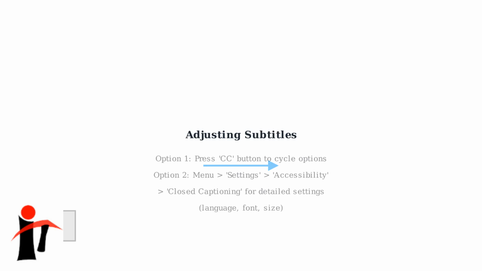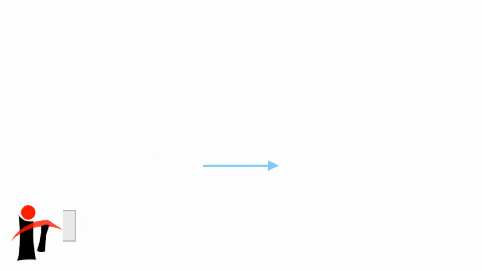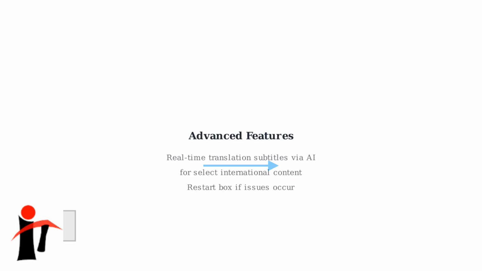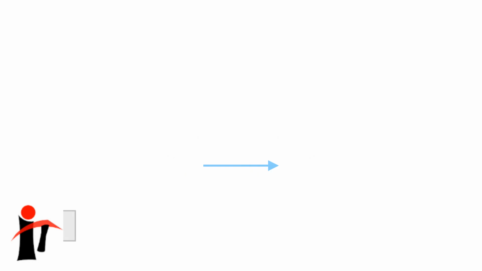To adjust subtitles, press the CC button on your remote to cycle through options, or go to Menu, Settings, Accessibility, Closed Captioning for detailed settings like language, font, and size. Spectrum now offers real-time translation subtitles for select content via AI. Remember, restart your box if you encounter any issues.